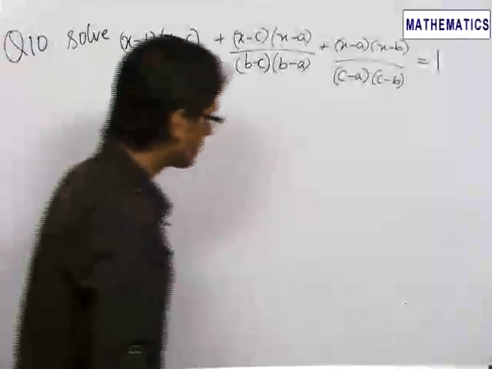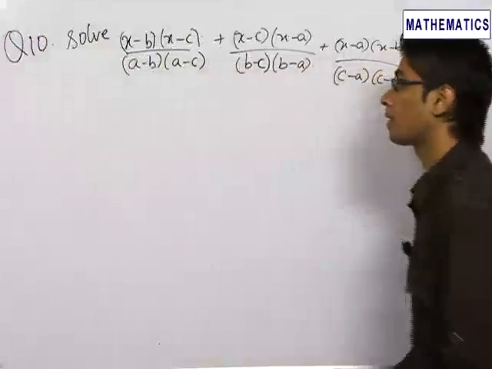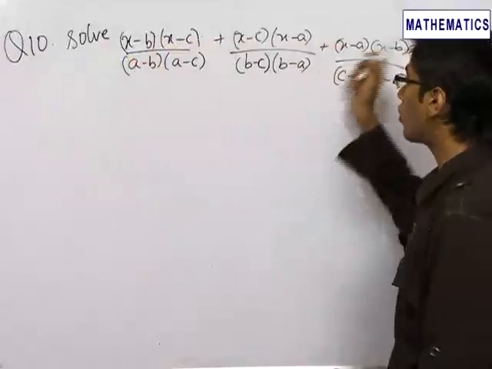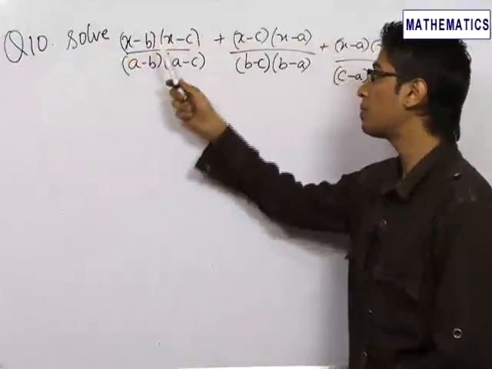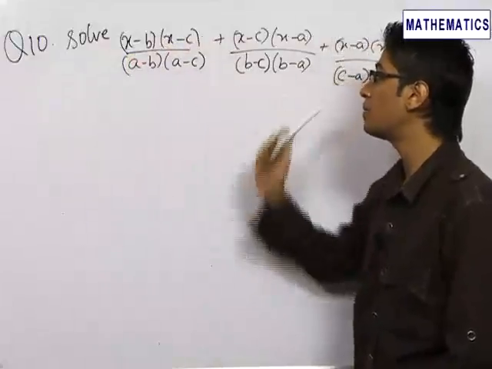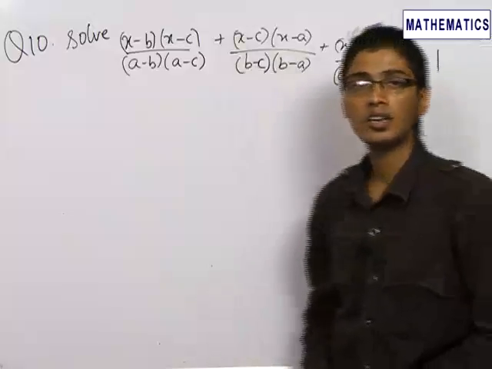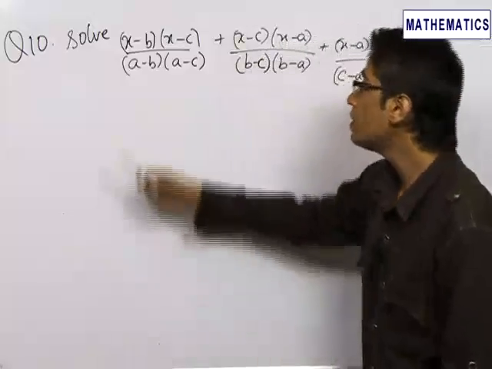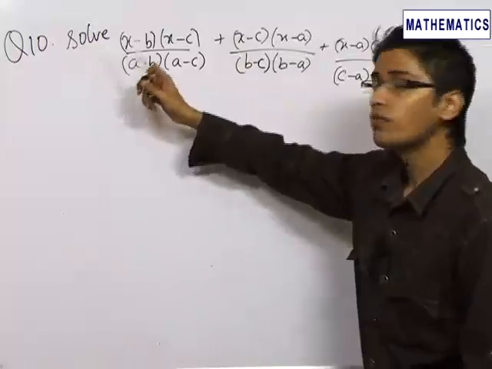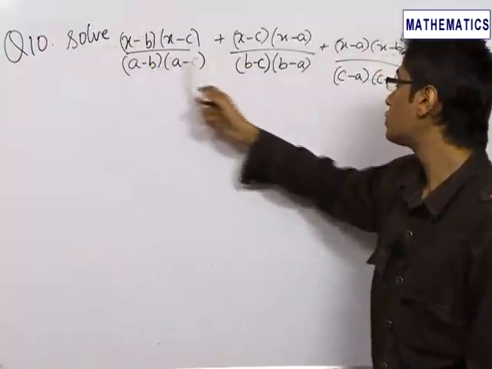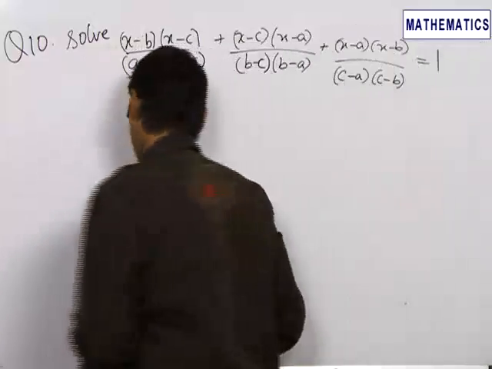Our next problem is a very interesting problem. We are given a long quadratic equation, x minus b into x minus c upon a minus b into a minus c, plus two other terms written in cyclic fashion, and we need to find the value of x satisfying this long quadratic equation.